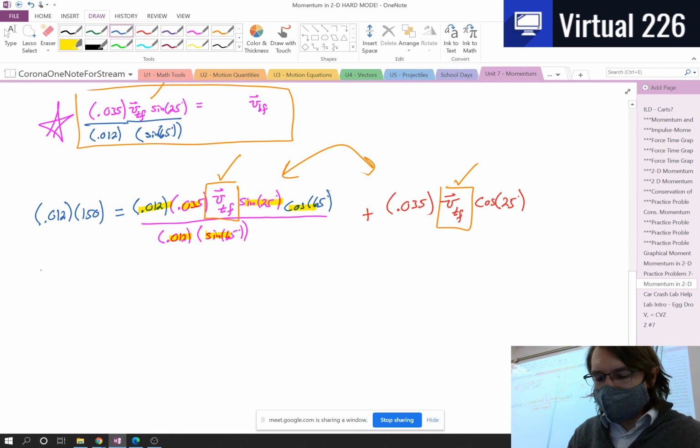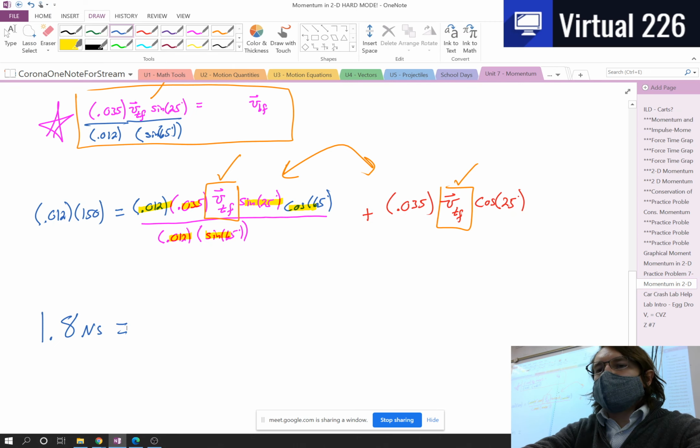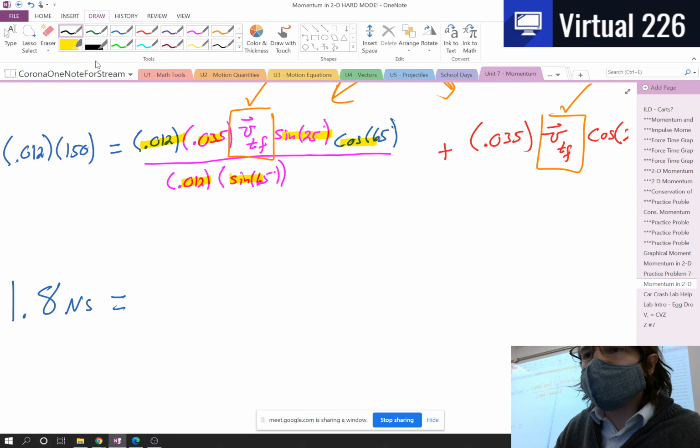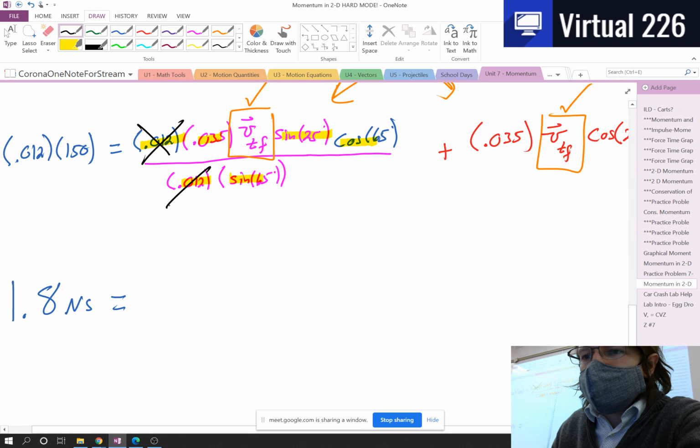So 0.012 times 150 gives us 1.8. And that's in Newton seconds because that's a full momentum there. This is going to be equal to this whole thing up top. One of the first things I see, though, to make my life a little bit easier is this 0.012 actually divides out, which is really awesome.